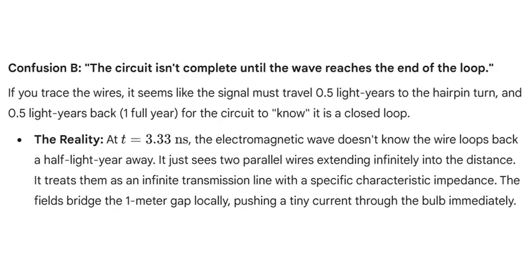Confusion B. The circuit isn't complete until the wave reaches the end of the loop. If you trace the wires, it seems like the signal must travel 0.5 light-years to the hairpin turn and 0.5 light-years back, 1 full year, for the circuit to know it is a closed loop. The reality, at t equals 3.33 nanoseconds, the electromagnetic wave doesn't know the wire loops back a half light-year away. It just sees two parallel wires extending infinitely into the distance. It treats them as an infinite transmission line with a specific characteristic impedance. The fields bridge the 1 meter gap locally, pushing a tiny current through the bulb immediately.